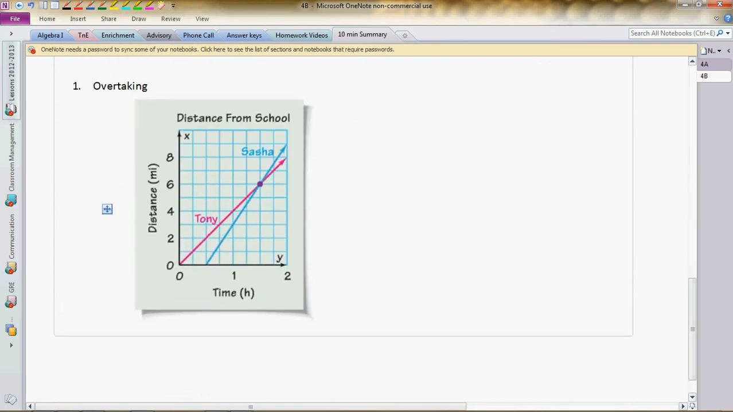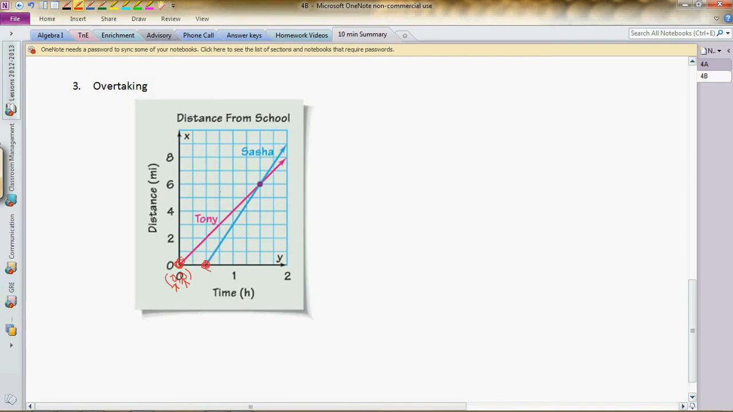Finally, overtaking. This is the example that we used in the class. You have to be able to pull out lots of information from here. So for example, right here, this is the time when Tony started. So that's 0, 0. This 0 implies that it's 0 hours, and then the y coordinate means the miles, so it's 0 miles.